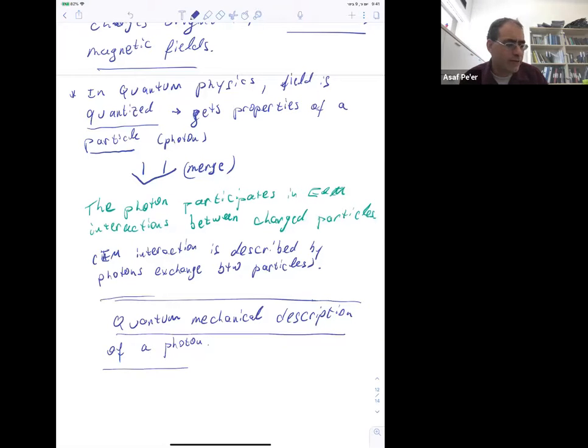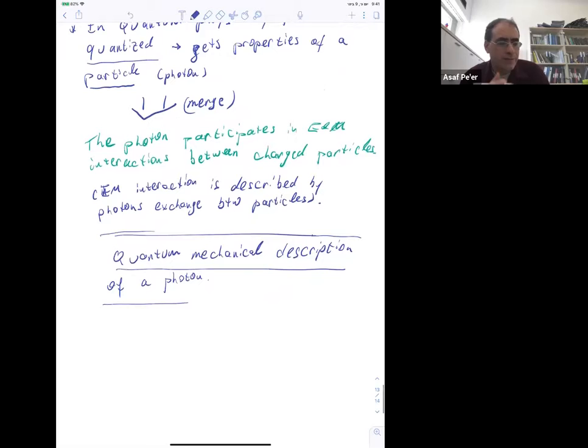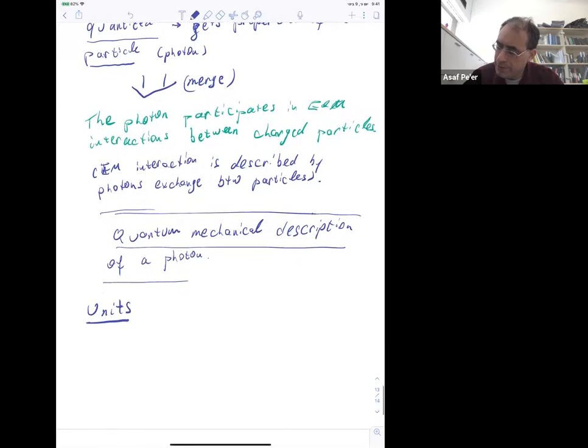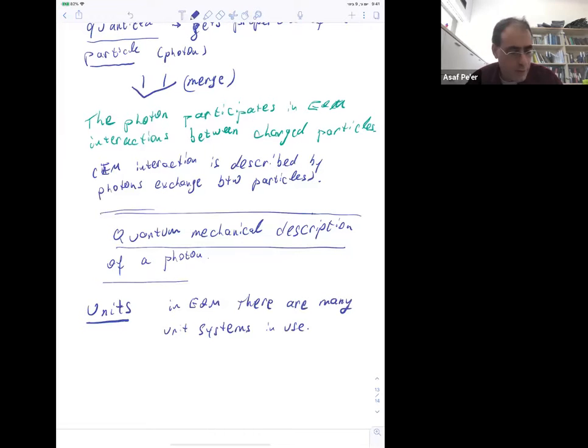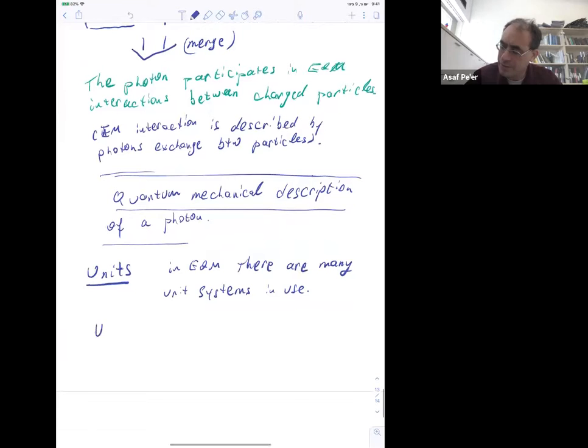But first things first. The first thing we need to introduce is units. The problem is that in electromagnetism, there are very many different units in use, so let's go over that briefly. Units. In E&M there are many unit systems in use. This corresponds, for example, to what is the unit of the electron charge.